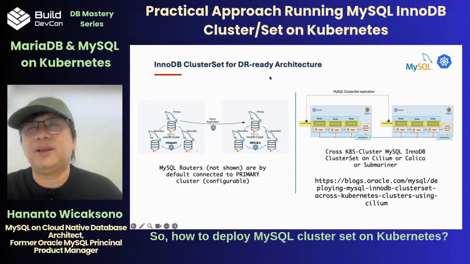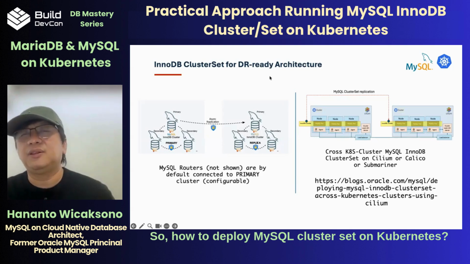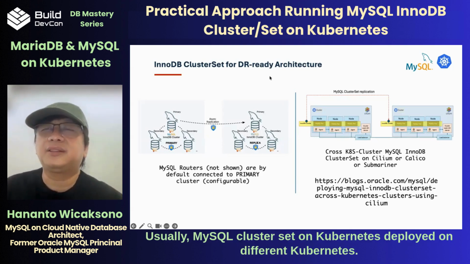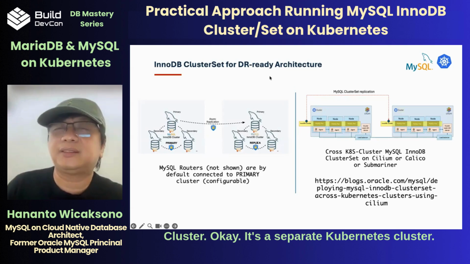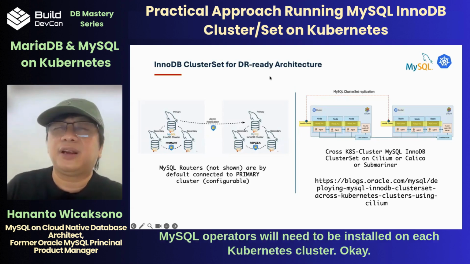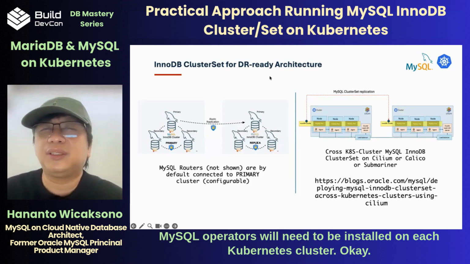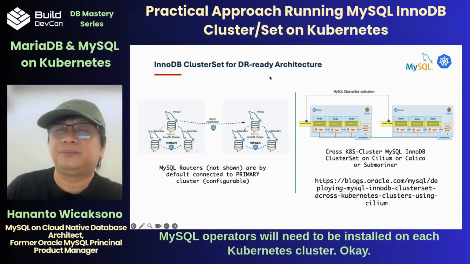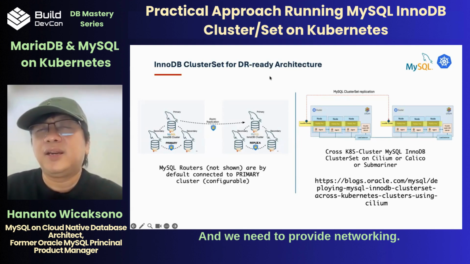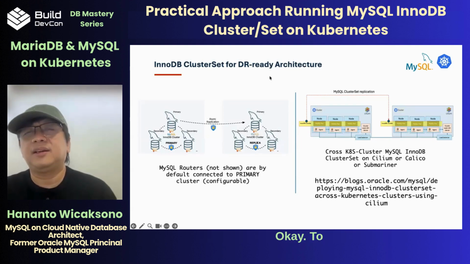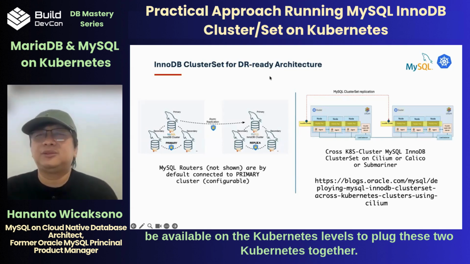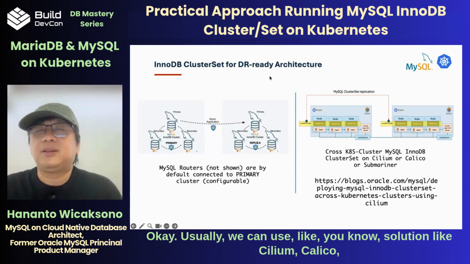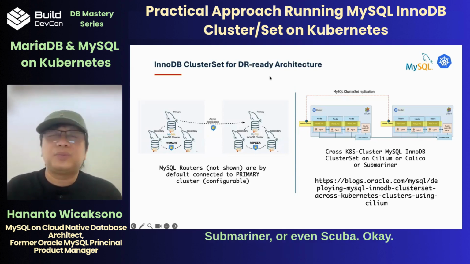So how do we deploy a MySQL cluster set on Kubernetes? Usually, a MySQL cluster set on Kubernetes is deployed on different Kubernetes clusters, separate clusters with separate control planes. Therefore, MySQL operators need to be installed on each Kubernetes cluster. And we need to provide networking at the Kubernetes level to link these two Kubernetes clusters together. Usually we can use solutions like Cilium, Calico, Submariner, or even Skupper.